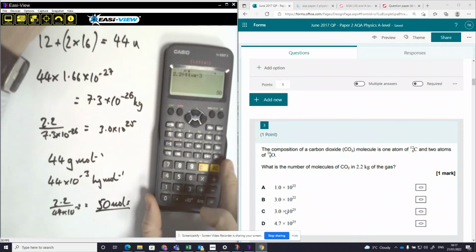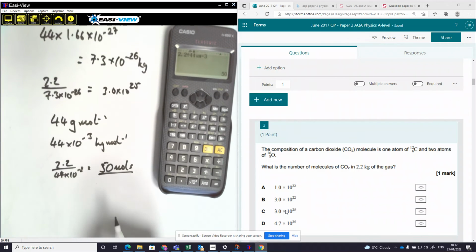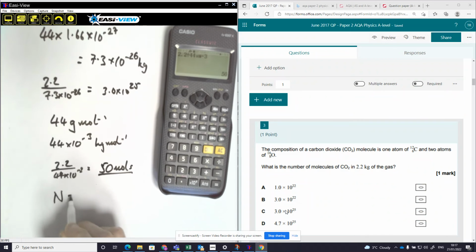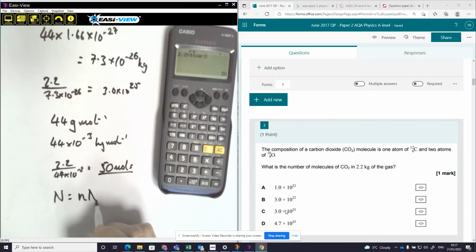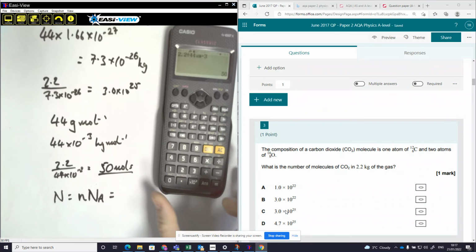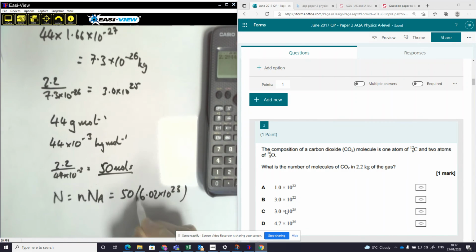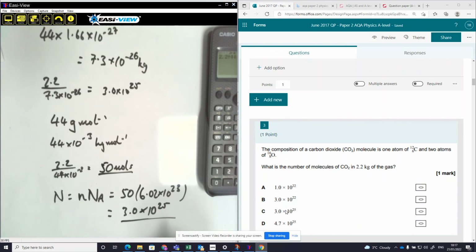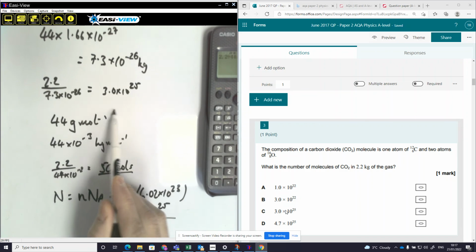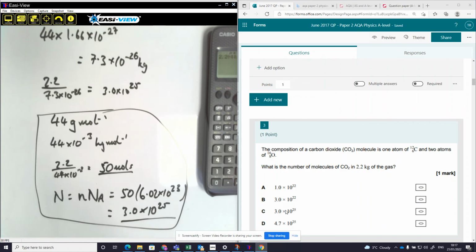So 50 moles. 1 mole contains an Avogadro's number worth. So the number of molecules is the number of moles multiplied by Avogadro's constant. So we have 50 multiplied by Avogadro's constant that you're given, which is 6.02 times 10 to the 23. And then we get 3.0 times 10 to the 25. Again, we get the same answer. So I think this method feels to me a little bit more likely if you're studying chemistry as well. Both methods are perfectly valid, and they both give the same answer.